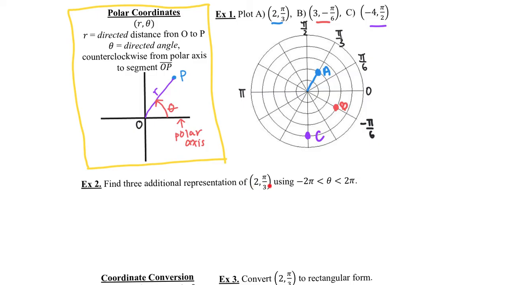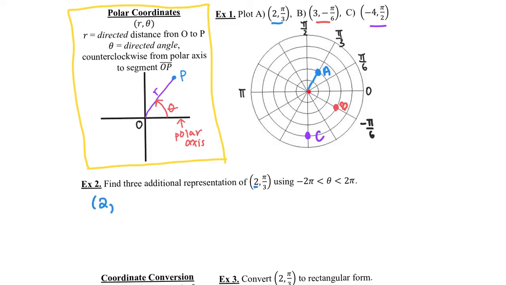For example, for 2 comma pi over 3, which was my point A, it was located at this location. But that's not the only way I could have named it. I'm going to find 3 additional representations for the same exact point with the restriction that negative 2 pi is less than theta is less than 2 pi. There's a couple things I can do. I can change the R, or I can change the angle. So let's say I'm going to keep the R the same.